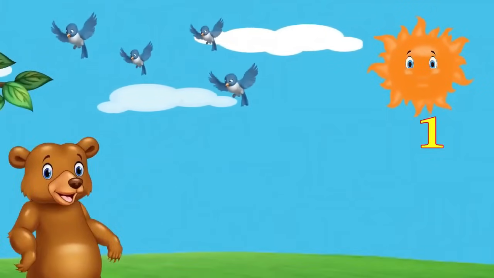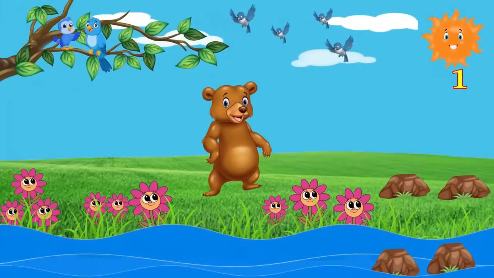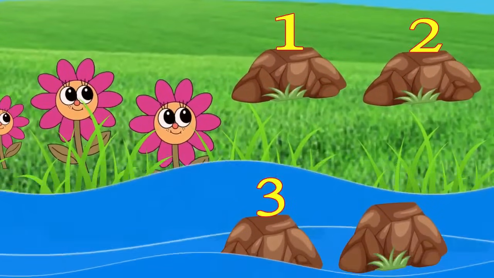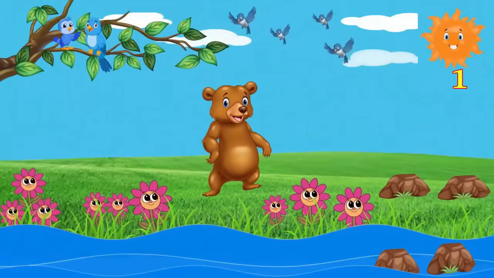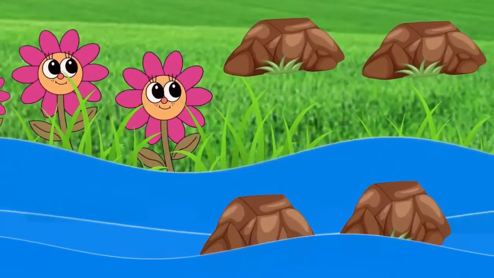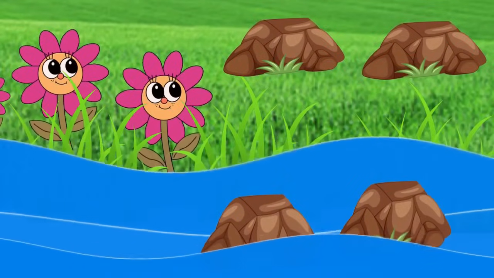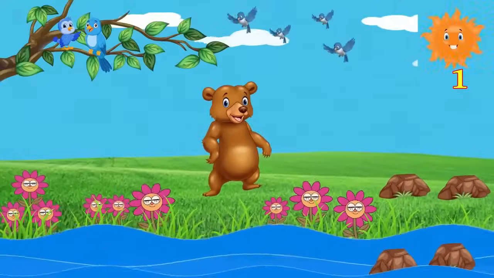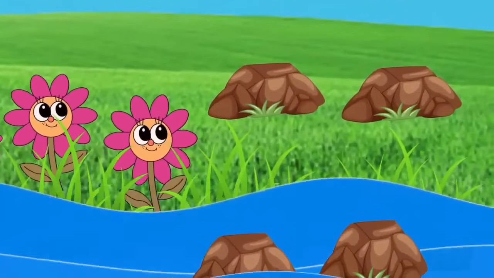There is one sun over there. There are some stones. 1, 2, 3, 4 stones. How many stones in water? 2 stones in water. 1, 2. And 2 stones on ground. 1, 2.